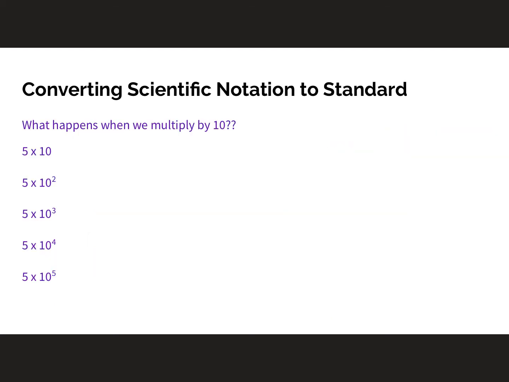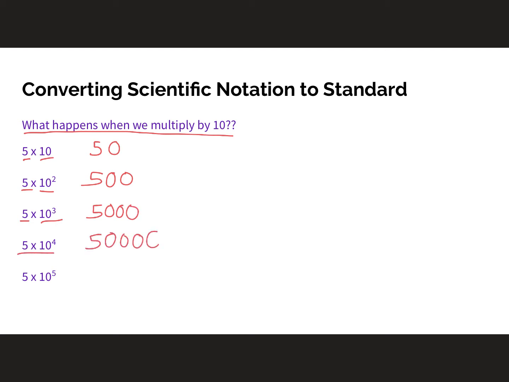So, converting scientific notation to standard. What happens when we multiply by 10? So what is 5 times 10? Well, that's simply 50. What about 5 times 10 twice? 10 twice is 100. So 5 times 100 is 500. 5 times 10 to the third is 5,000. Times 10 to the fourth is 50,000. Times 10 to the fifth is 500,000.